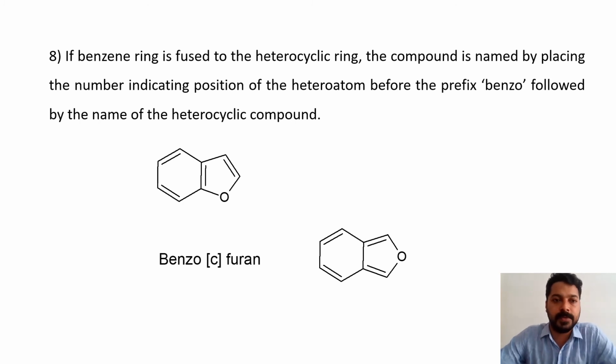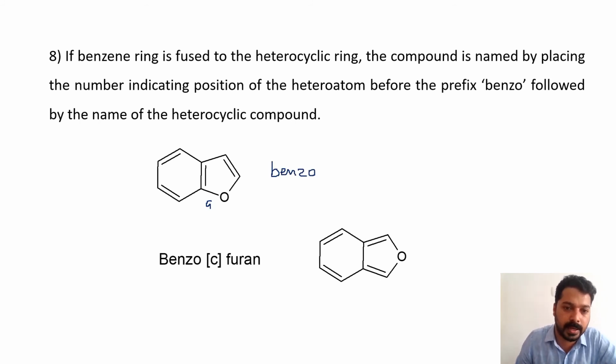Next, suppose a benzene ring is fused to the heterocyclic system. Generally the compound is named by placing the number indicating the position of the heteroatom before the prefix benzo, followed by the name of the heterocyclic compound. For example, I told you in the case of benzene fused with imidazole, it is benzimidazole. Here you can see that it is benzo. Benzene and furan, so it is benzo.